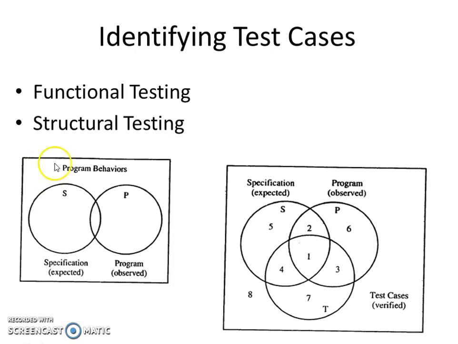From this diagram we see that this particular portion is the universe of all the program behaviors that can exist. The circle labeled S has all the expected specifications which the user has requested, and the circle P has all the actual programmed behaviors. Upon analysis of this Venn diagram, it is clear that not all the specified requirements are programmed. The intersecting part corresponds to the required specifications that are programmed.